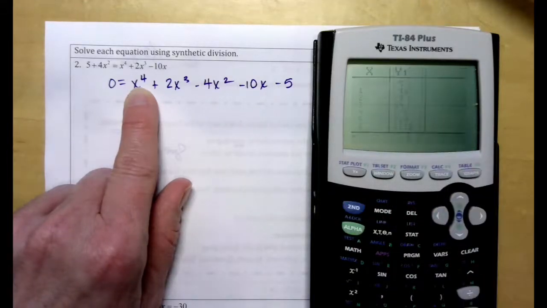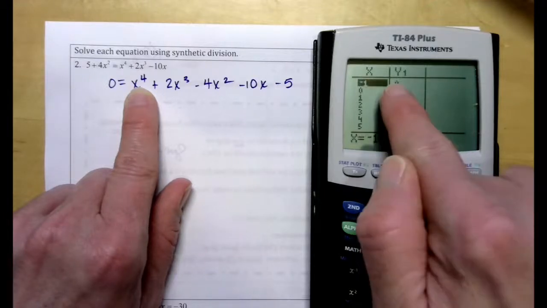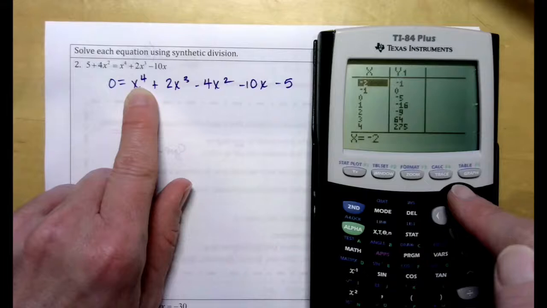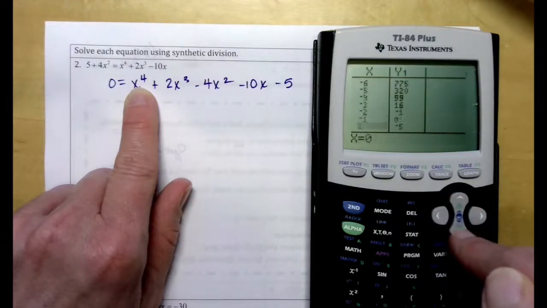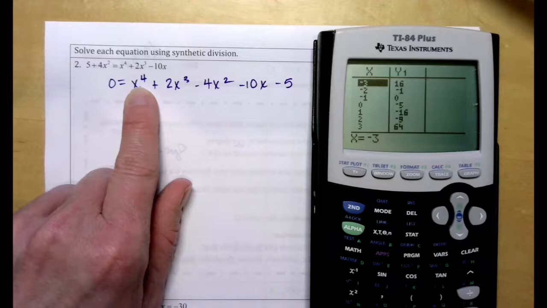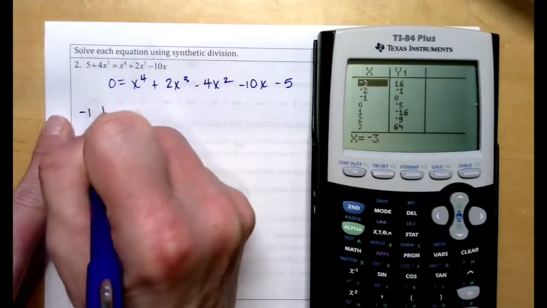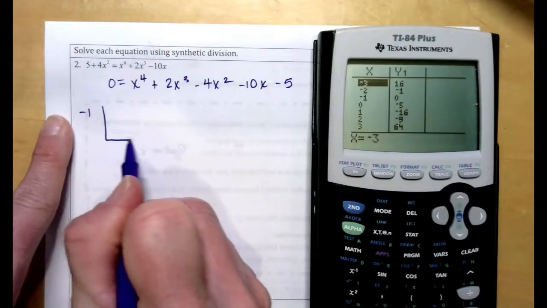If I go to the table of values, what I'm looking for is a 0 in the output. So I see I have 1 there. I don't see any others, but that's enough because that 0 will help me get down to the next level. So I know that -1 is a 0. So what I'm going to do is set up my synthetic division.